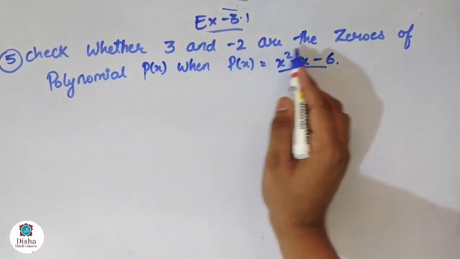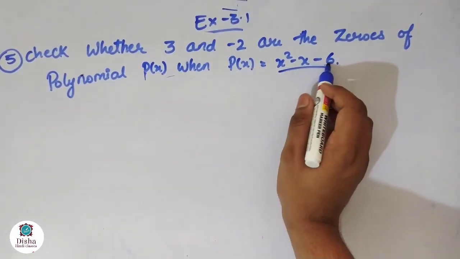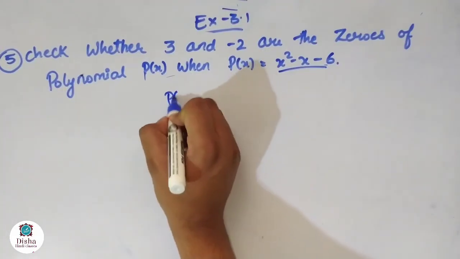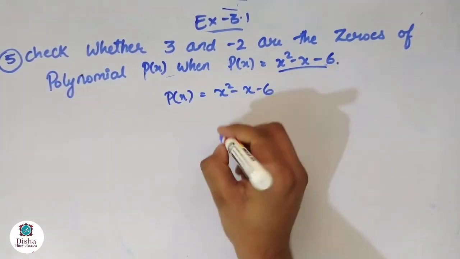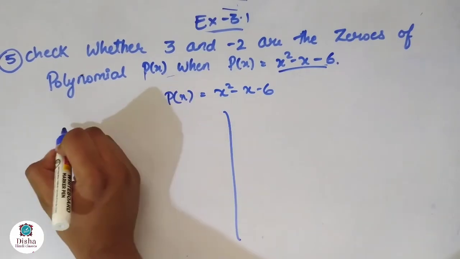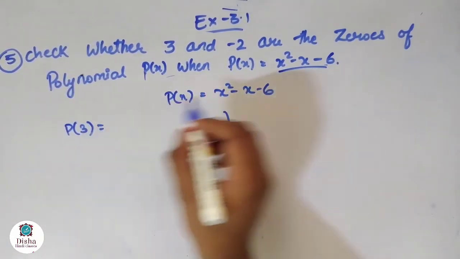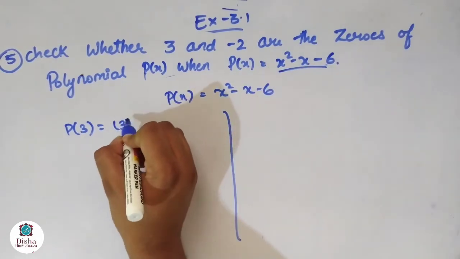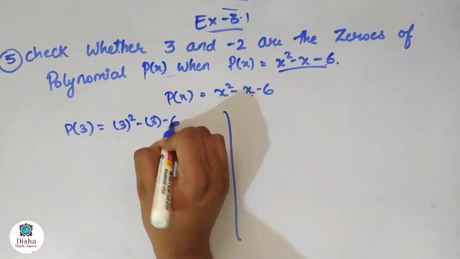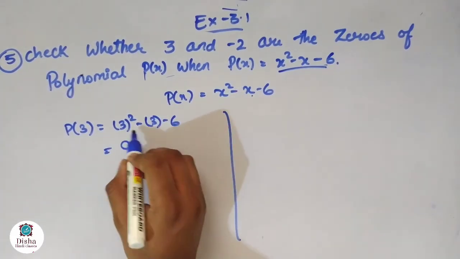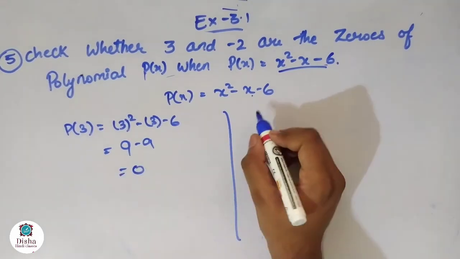Check whether 3 and minus 2 are the zeros of the polynomial p of x, when p of x equals x square minus x minus 6. So let us take p of x equals x square minus x minus 6. So let us take two divisions. That is p of 3 equals, substitute 3 in the place of x here. So what will you get? 3 square, again we have x, that is 3, minus 6. So 3 square will be 9. Minus 3 and minus 6 will be minus 9. Therefore that equals 0.